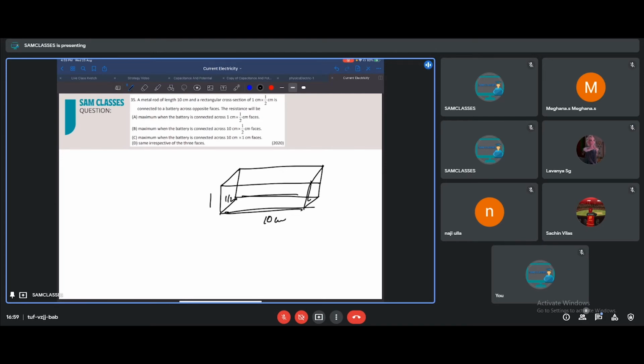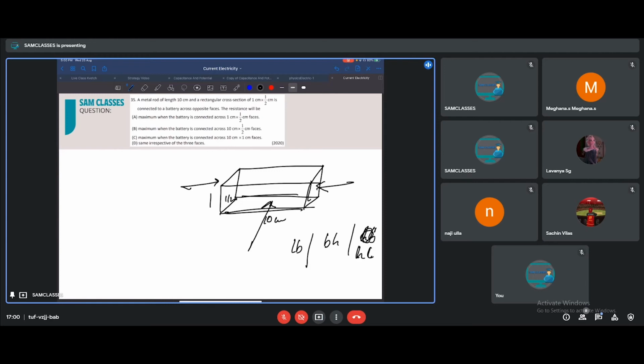When the battery is connected, see, either you can connect here or you can connect here. Or you can connect to 10 by 1. You can connect it to here also. So which face? We have three different kinds of face. One is length breadth face. One is breadth height face. One is height and length. So where it will be maximum or same irrespective of all the three faces.